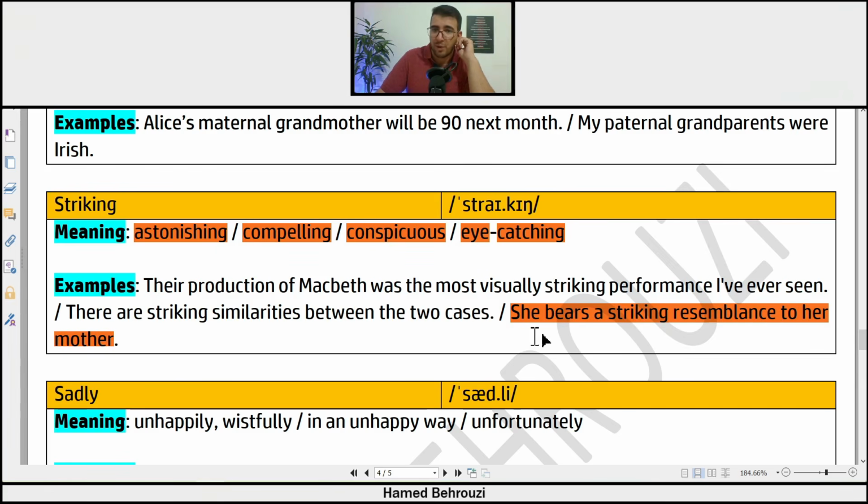I want to explain the word bear a resemblance. Learn this one. Bear a resemblance. Okay? What's the meaning of bear a resemblance? It means to look like each other. It's an extra expression that you can learn. Then we can continue to the next word, sadly.